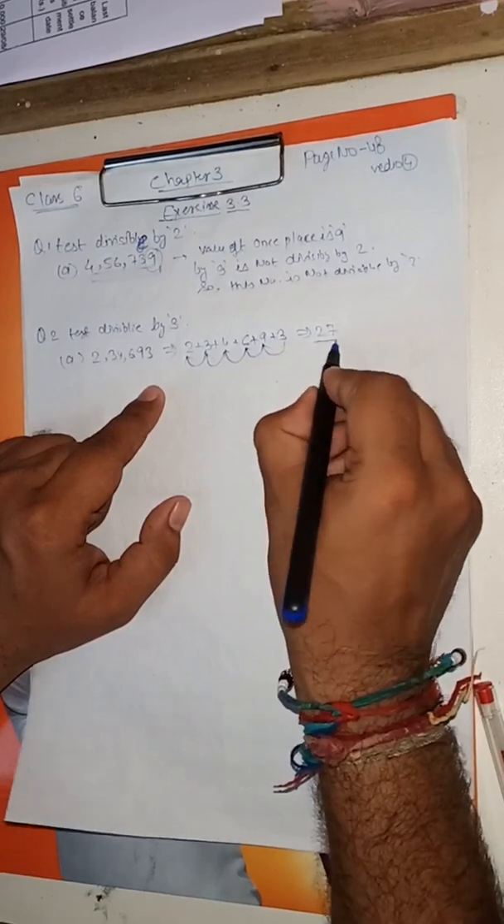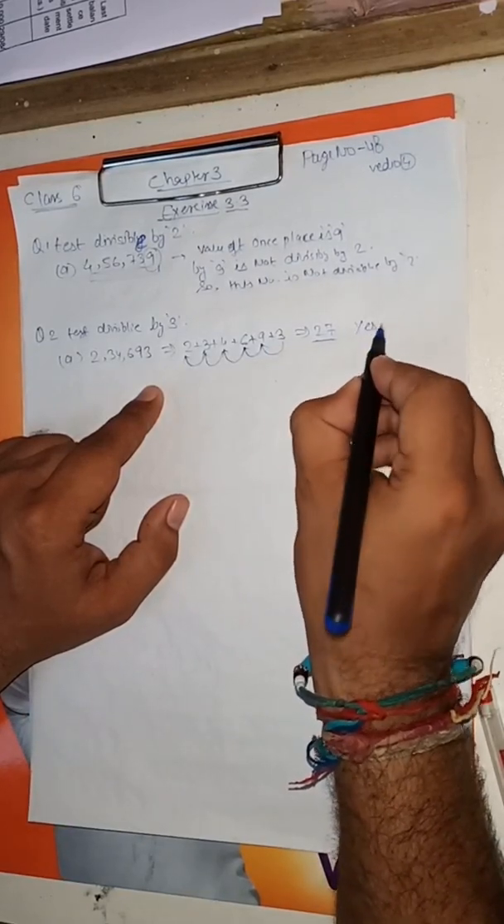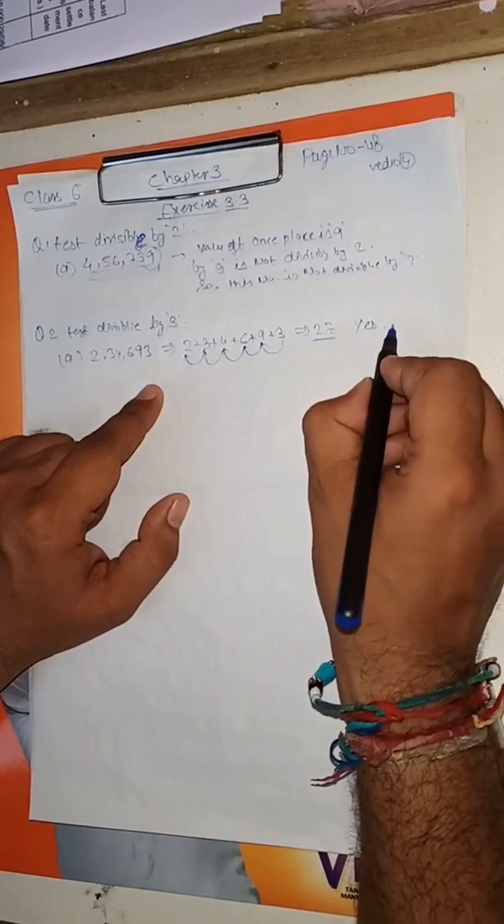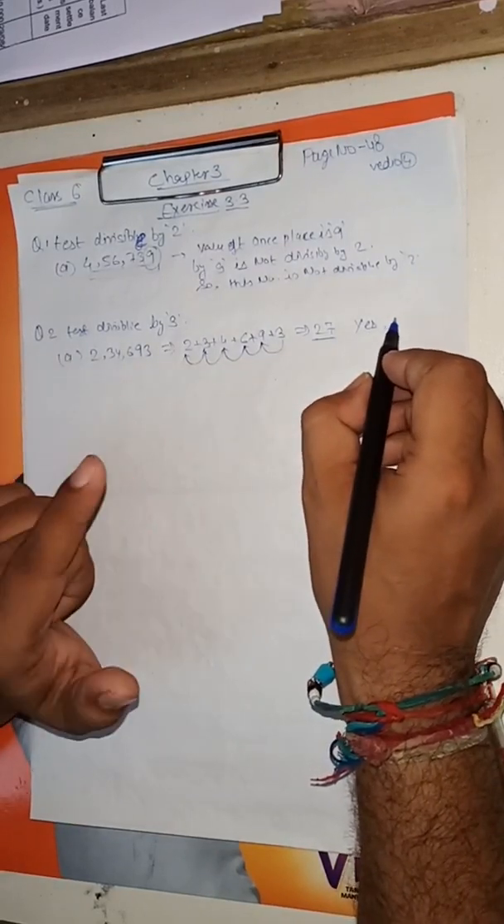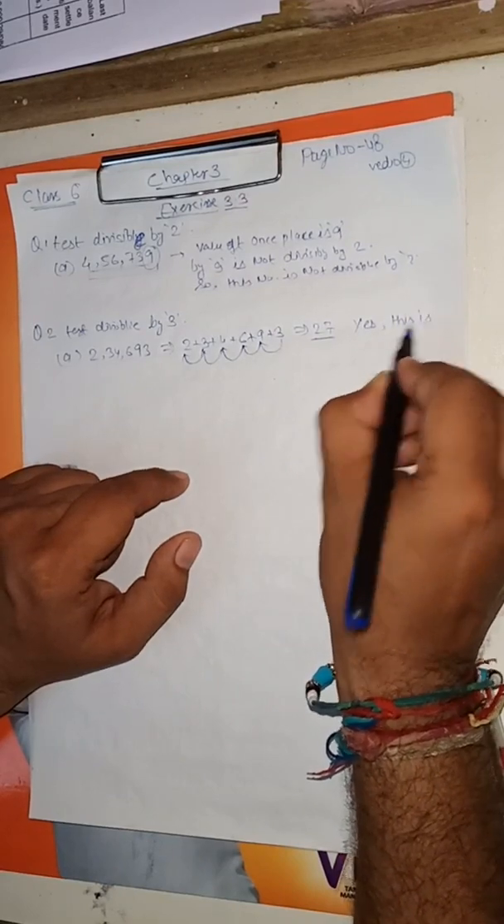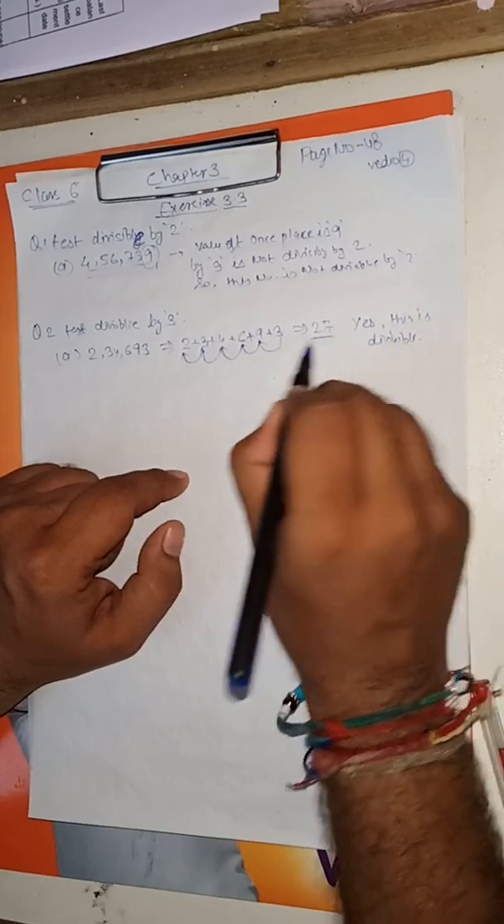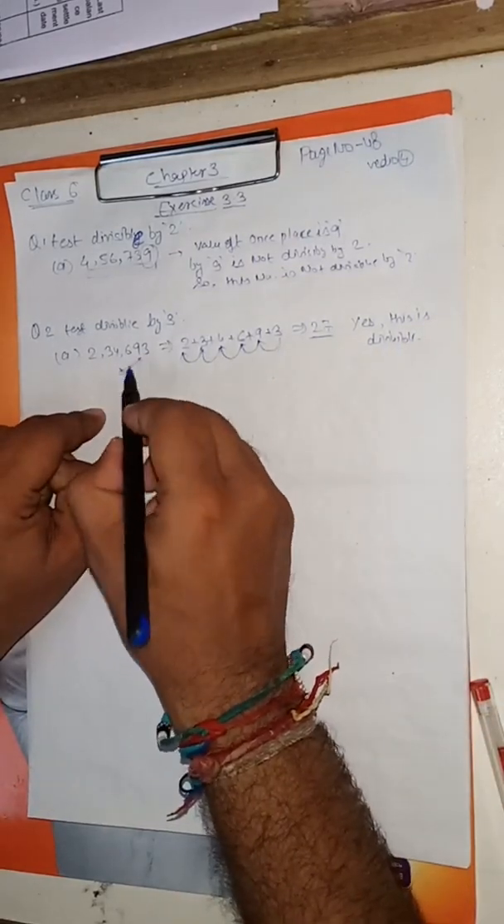Is 27 divisible by 3 or not? Yes, 27 is divisible by 3. We get 3 nines are 27. So yes, this is divisible. Okay, so we can say this whole number is also divisible by 3.